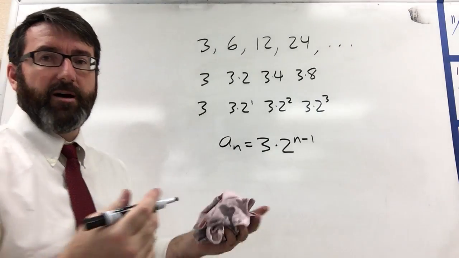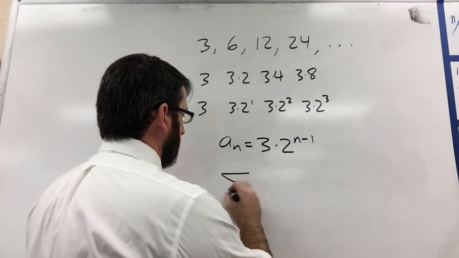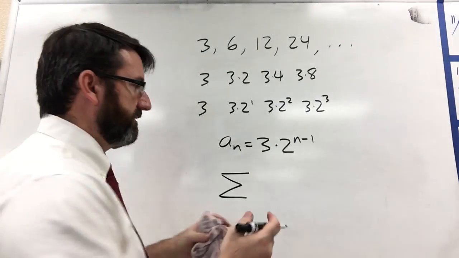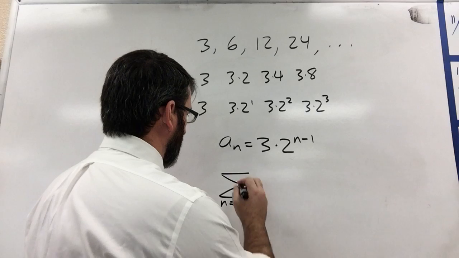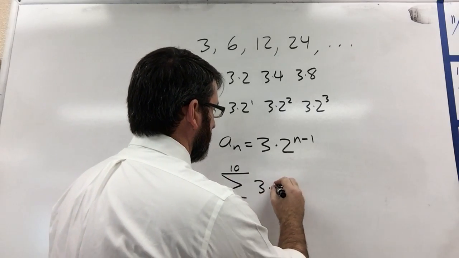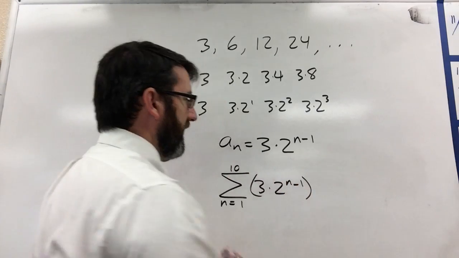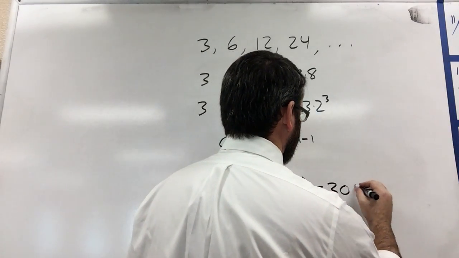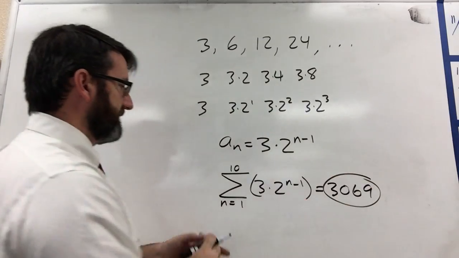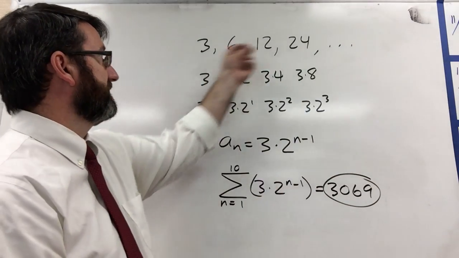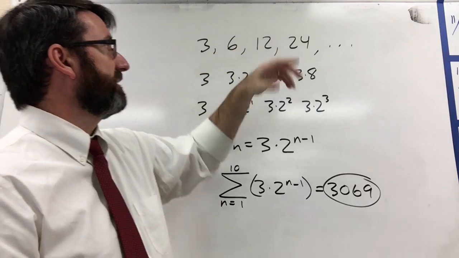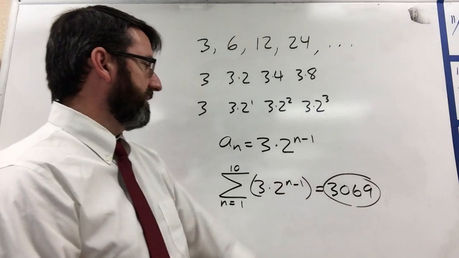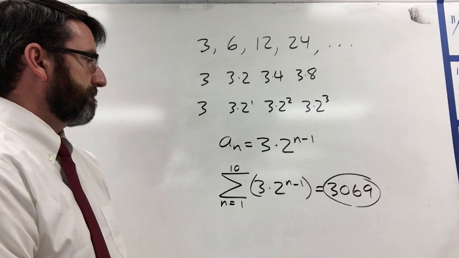This also works for sums. So let's say we wanted to sum the first 10 terms in this sequence. Say the sum from n equals 1 up to 10 of 3 times 2 to the n minus 1. And if we plug that into the calculator, we're going to get 3,069 as the sum of the first 10 terms of this sequence. So 3 plus 6 is 9, plus 12 is 21, plus 24, etc. If you added the first 10 terms of that, you're going to get up to 3,069.